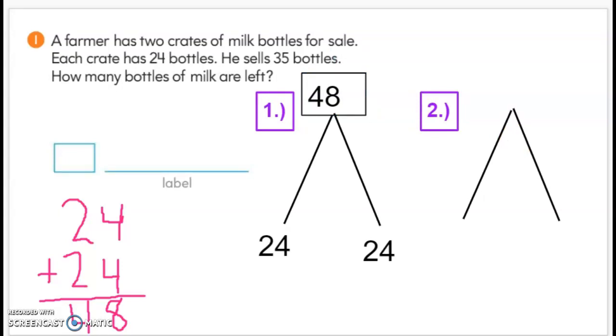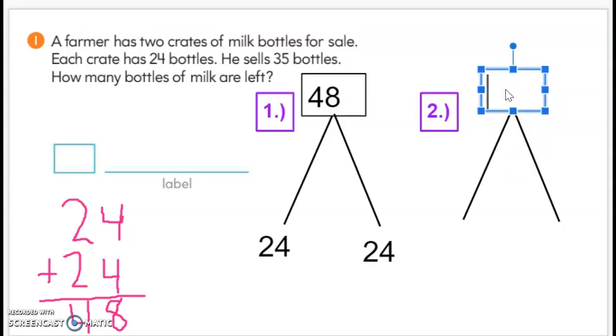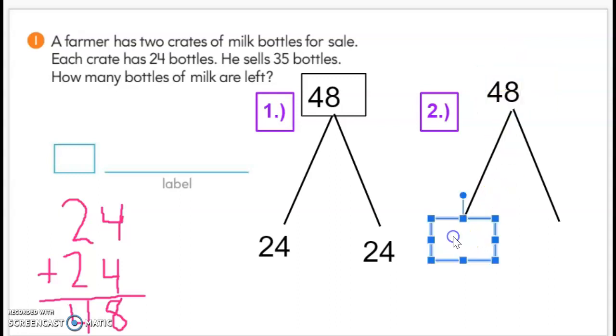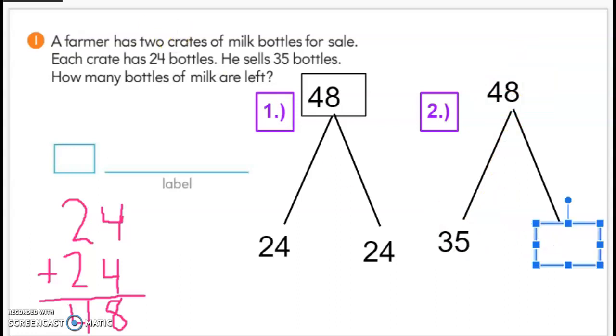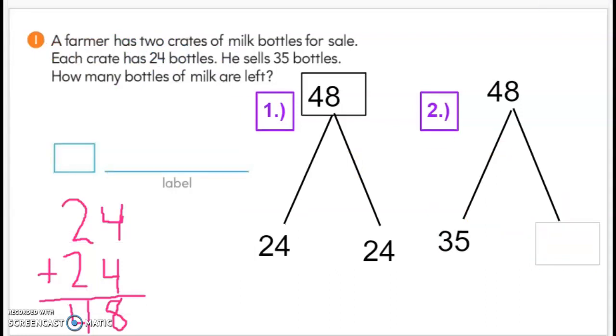Now step number 2. He has a total of how many bottles? 48. So let's put 48 at the top. How many of those bottles does he sell? 35. You're right. He sells 35 bottles. So then our unknown is how many bottles does he have left? That's what we have to solve for. If we do our subtraction and our plus, it tells us what we need to do then. 35 plus what equals 48, or 48 minus 35 equals what?